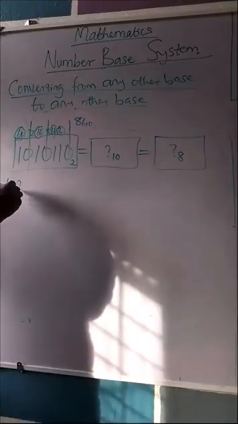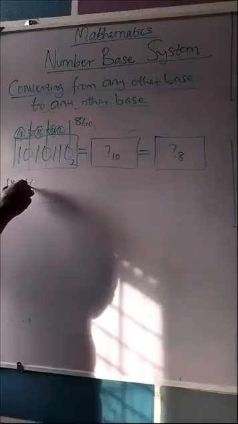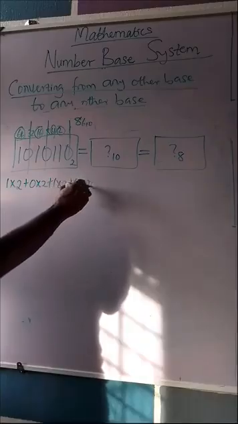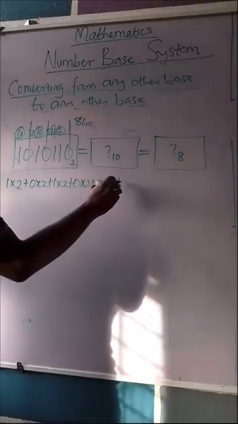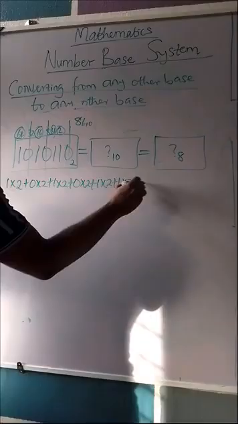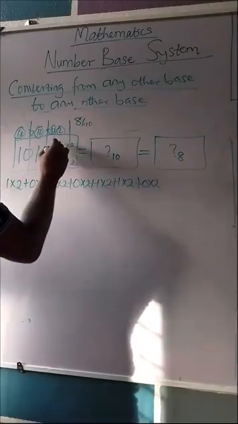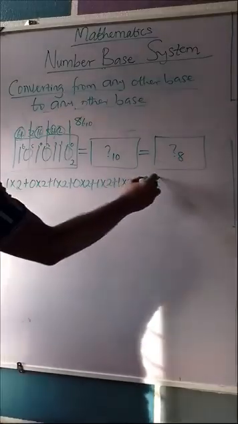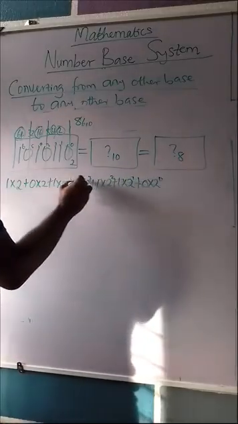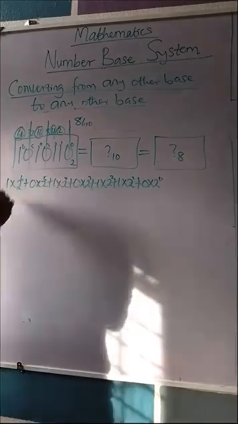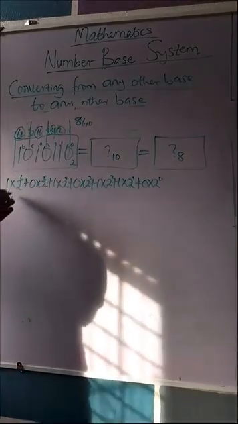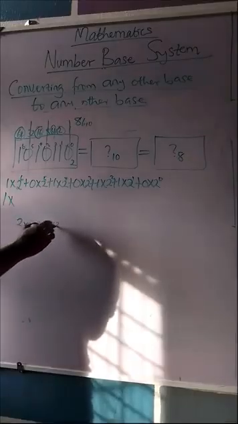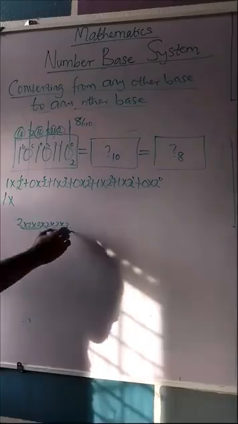So this is 1 times the base, plus 0 times the base, plus 1 times the base, plus 0 times the base, plus 1 times the base, plus 1 times the base, plus 0 times the base. Since you have positions 0, 1, 2, 3, 4, 5, 6, what are you supposed to do? This becomes 2 times 2 times 2 times 2 times 2 times 2, 6 places, sorry.